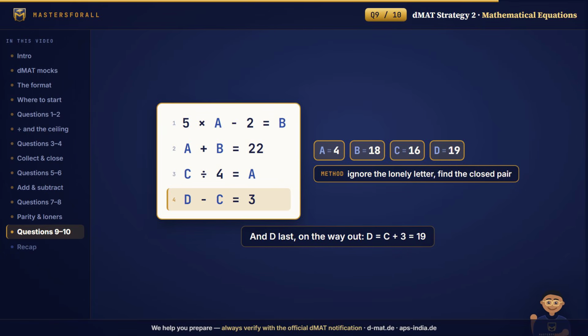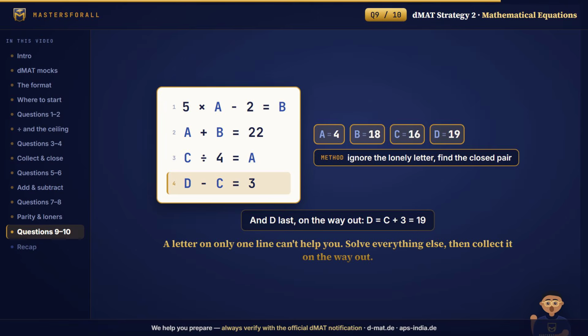Notice how tight that got. 3 of these 4 letters sit above 15. Always scan for the closed pair. 4 letters often hide a 2-letter problem you can finish in 10 seconds.